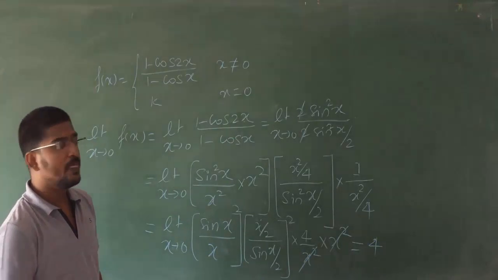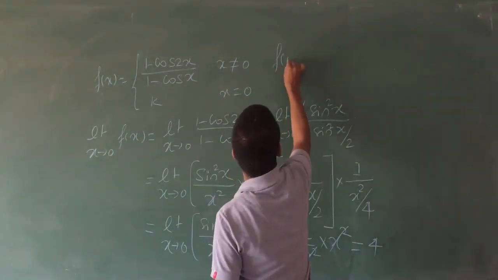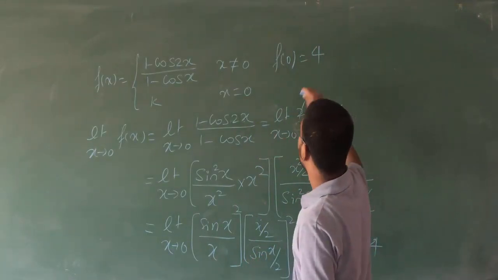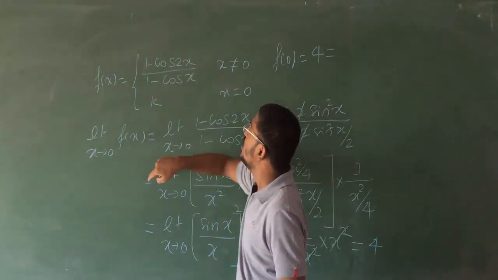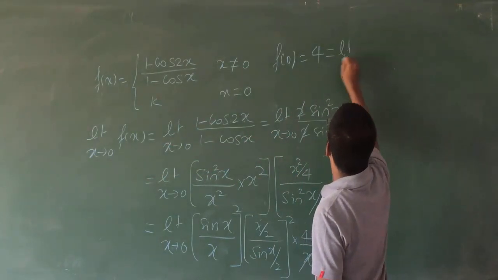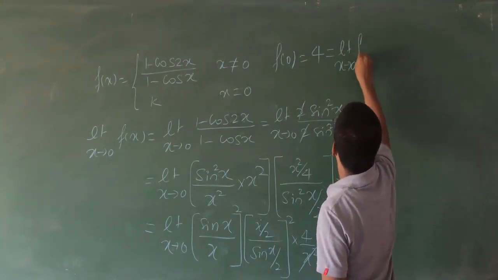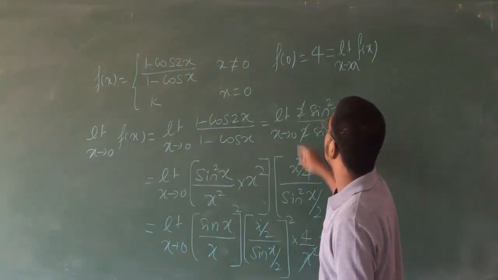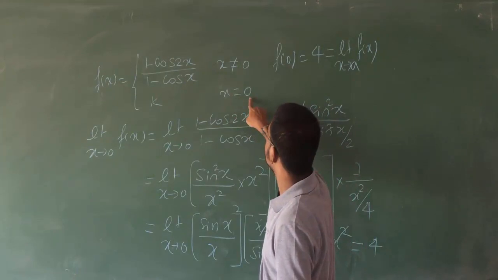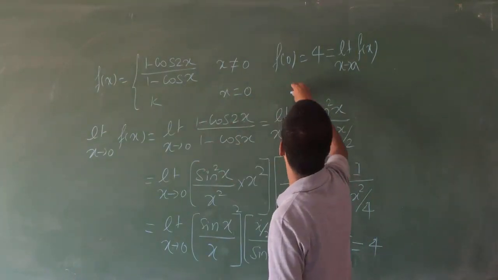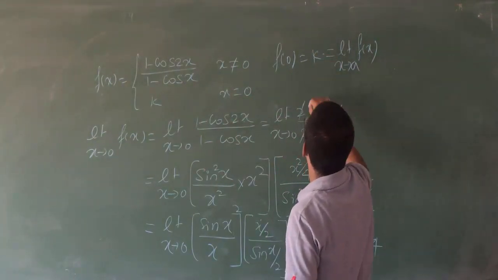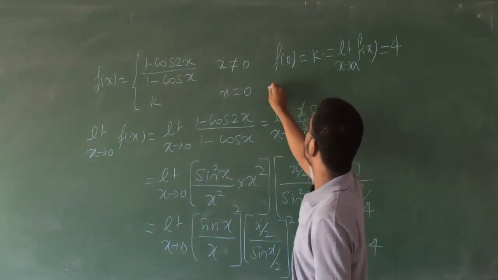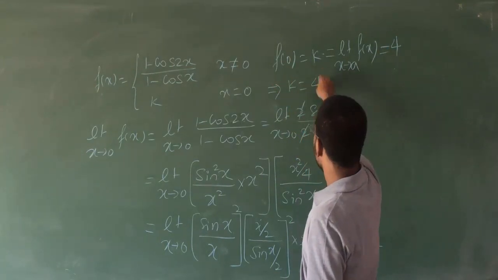As you all know, your f of 0 equal to 4, and that is equal to your limit x tending to 0 f of x. So that is, f of 0 is what? At x equal to 0 it is k. F of 0 is k. Limit x tending to 0 f of x equal to 4. So this implies k equal to 4.